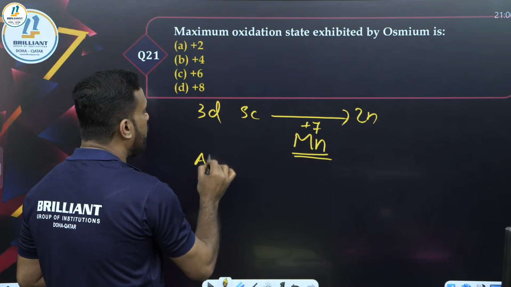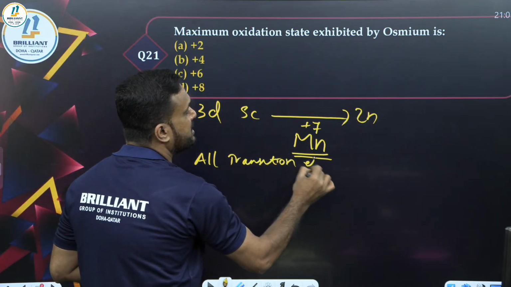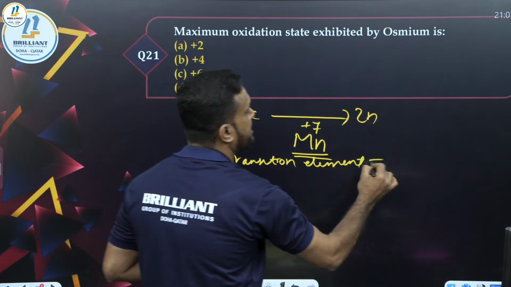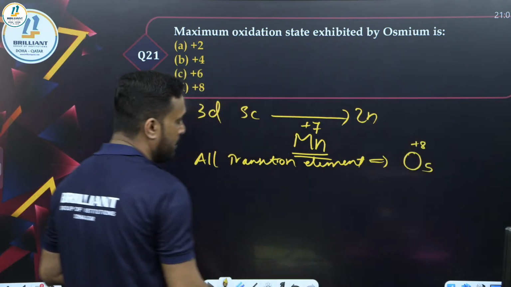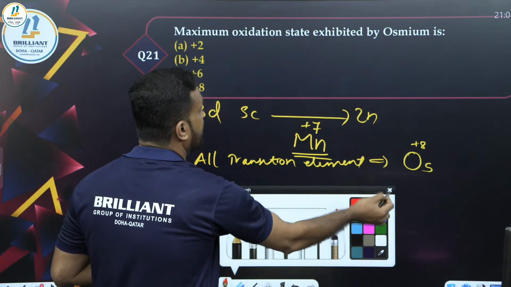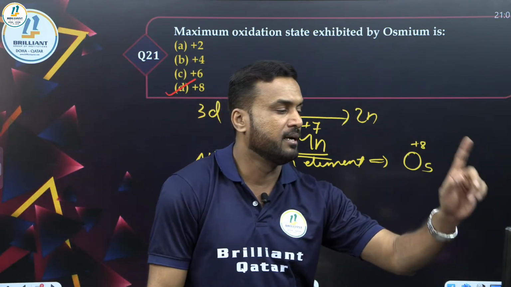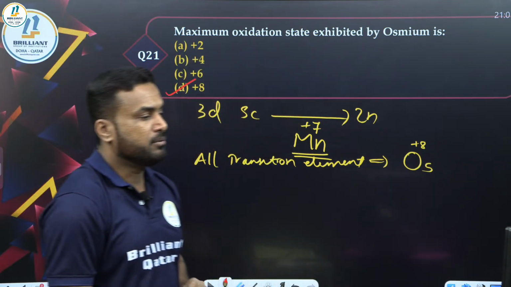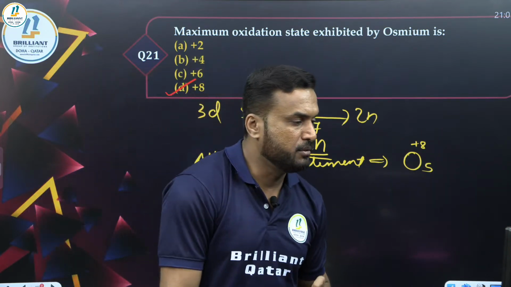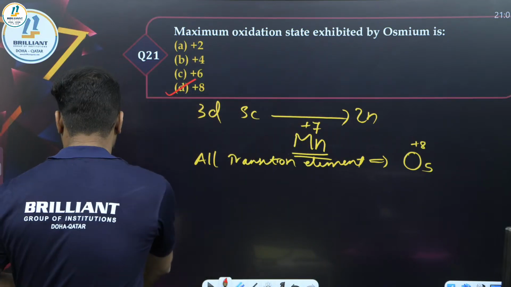But among all transition elements, the element which exhibits maximum oxidation state is osmium, Os. What is the oxidation state? +8. That you keep in mind. Osmium is the element which exhibits the maximum oxidation state, that is +8. I think, yeah, Karthik, Sanjay, Ansh, well done. Yes, Venkat. Yes, good. Imran, Atul, Matthew, Abraham, very good, very good. Question number 21, right answer is +8.